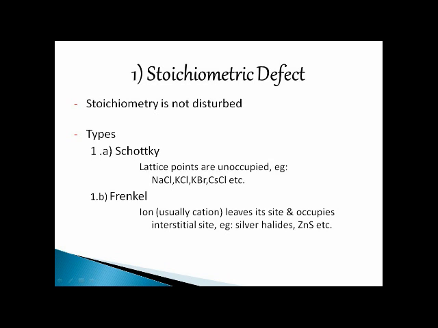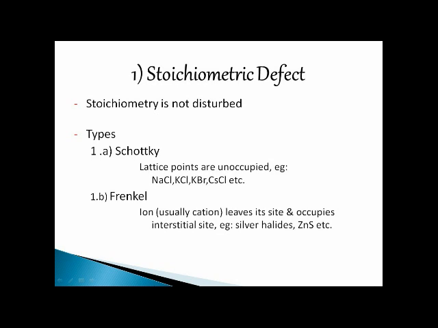During this defect, stoichiometry is not disturbed. What is stoichiometry? Stoichiometry is nothing but the study of the quantitative relationships or ratios between two or more substances. During this stoichiometric defect, the density of the substance also changes. Under stoichiometric defect, we have to see two types of defects. One is Schottky defect and the next one is Frenkel defect.